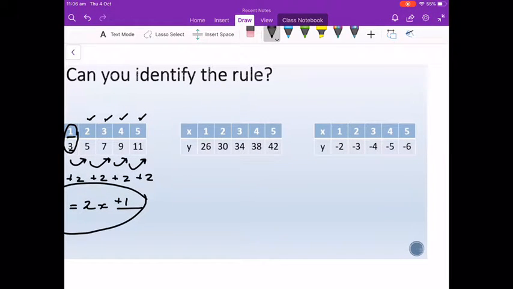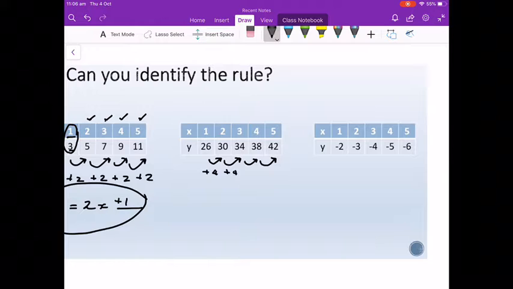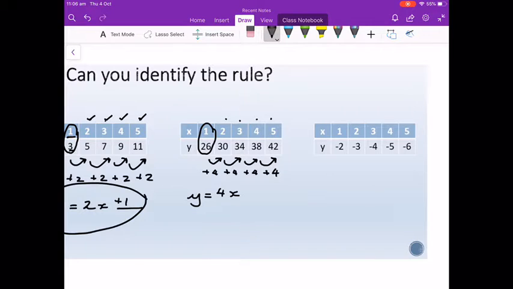Moving on to the next table. Looking at the y values, are they going up or down and by how much? I can notice they're going up in +4. Back to our rule, that means times 4. I then look for a relationship between our x and y values. So if I times the x value by 4, 1 times 4 is 4, how much more equals 26? And I think we have to then add 22.